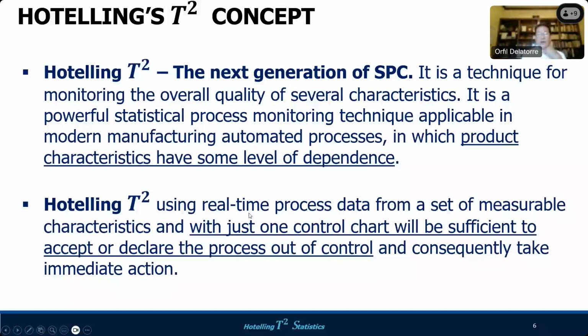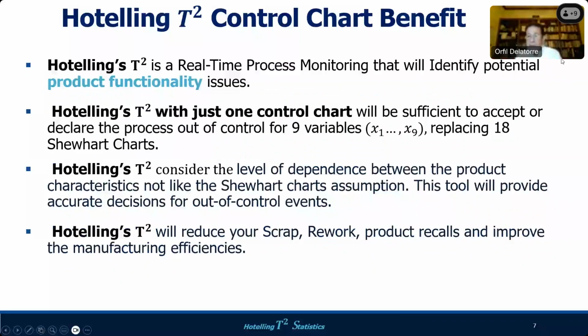The Hotelling T-square is a real-time process monitoring. Why is it real-time? Because it's inspecting your product from the beginning to the end, and will identify product functionality issues. How about that? Product functionality issues. And I'm going to give you an example about this. I read an article where a car manufacturer used to have customer complaints in their cars because the transmission was not working well in the field.